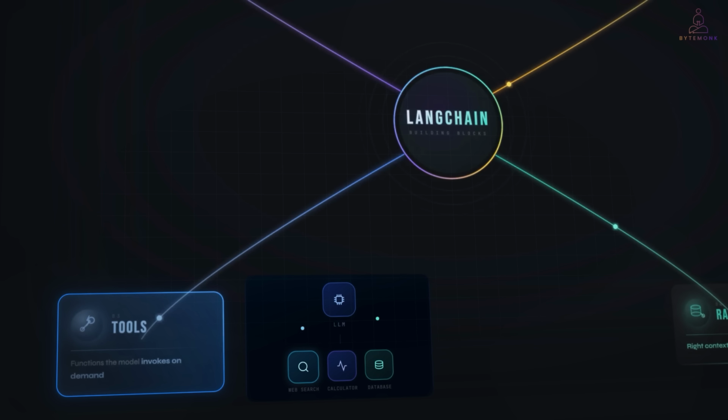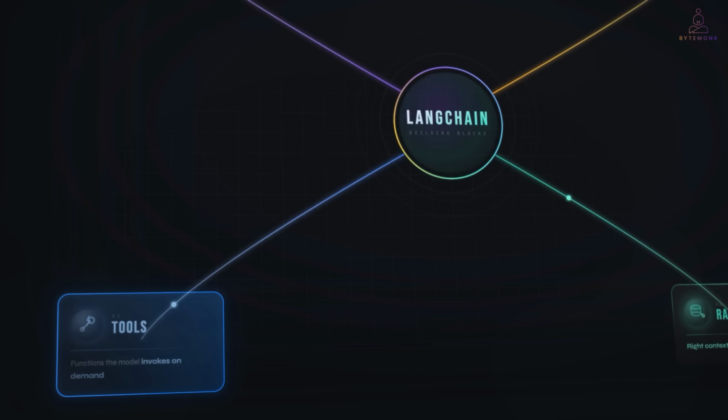And then there is tools. By default, an LLM can only generate text. It can't run a calculation. It can't check today's stock price. It can't query your database. Tools fix that. A tool is just a function the model can invoke when it decides it needs external information. The model says, I need to run a web search. The framework runs it, gets the result, and passes that back into the model's context. Now the model can continue reasoning with fresh, real-world data. This is the shift that turns a text generator into something that acts.